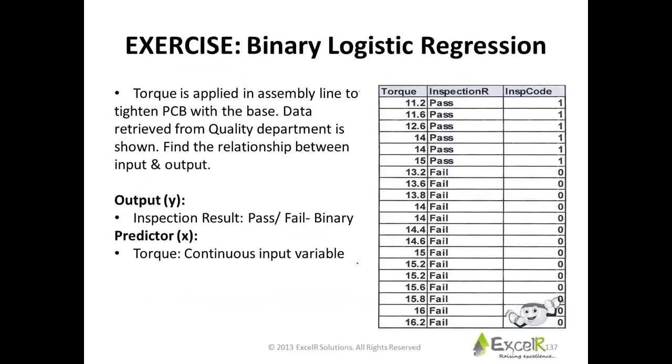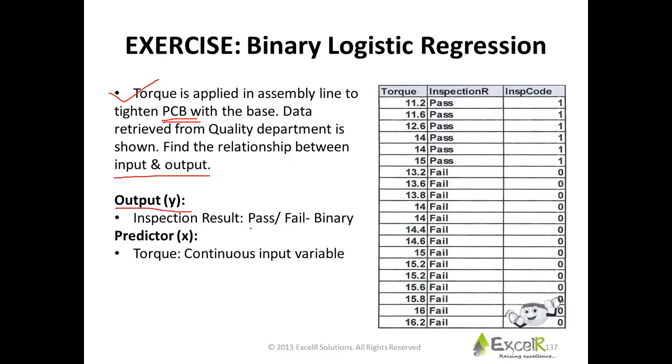All right, there is one more thing that we can probably do. Let us look at this. Torque is applied in assembly line to tighten PCB. This is some kind of circuit board with the base. Data retrieved from quality department is shown. Find the relationship between input and output.